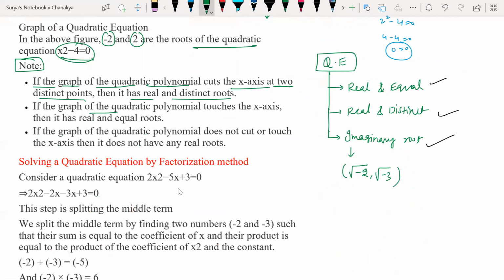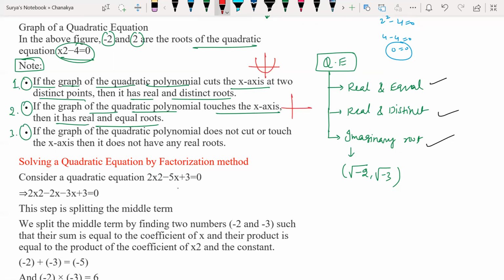If the graph of the quadratic polynomial touches the x-axis, then it has real and equal roots. How is the graph of this second point going to be? This is the first node, second node, third node. What is the graph of the first point? This is how the graph of the first point looks. Okay, and I'm drawing a small parabola here. Look at this here. Let me draw here. Like this.